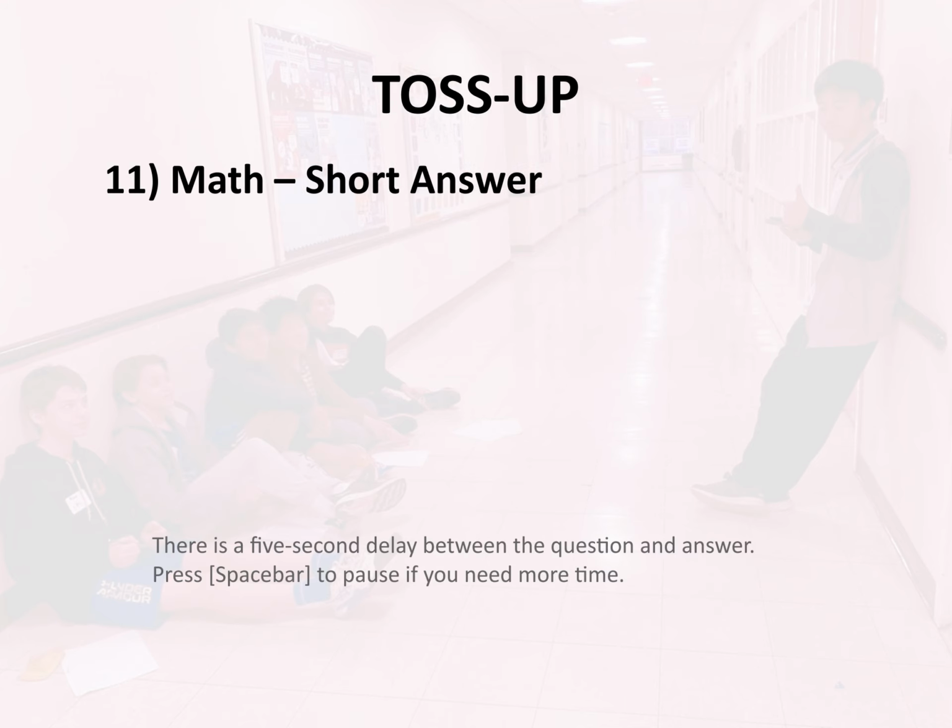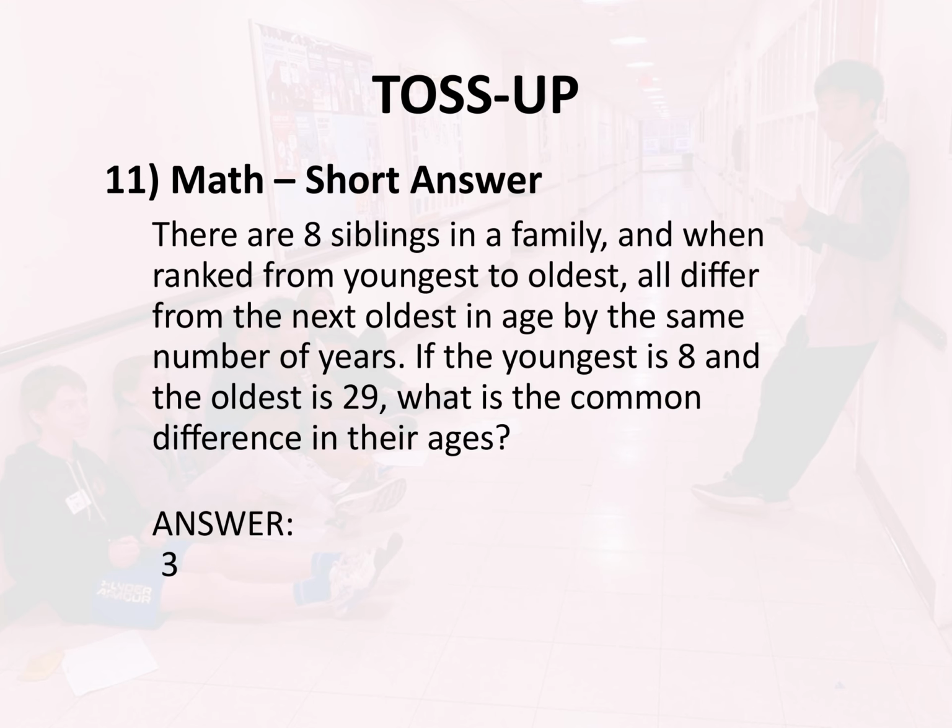Toss-up 11. Math, short answer. There are 8 siblings in a family, and when ranked from youngest to oldest, all differ from the next oldest in age by the same number of years. If the youngest is 8 and the oldest is 29, what is the common difference in their ages? Answer: 3.